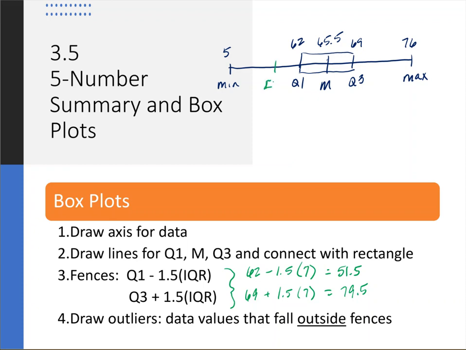This is our lower fence at 51.5. And I'm going to draw a line that connects the box to the fence. My upper fence is going to go all the way to 79.5. However, the largest number in my data set is 76, so my upper fence is the maximum value, which is occurring here. So if your upper fence or your lower fence goes outside of your max or min, you end at the max or min. So this is how you construct a box plot.